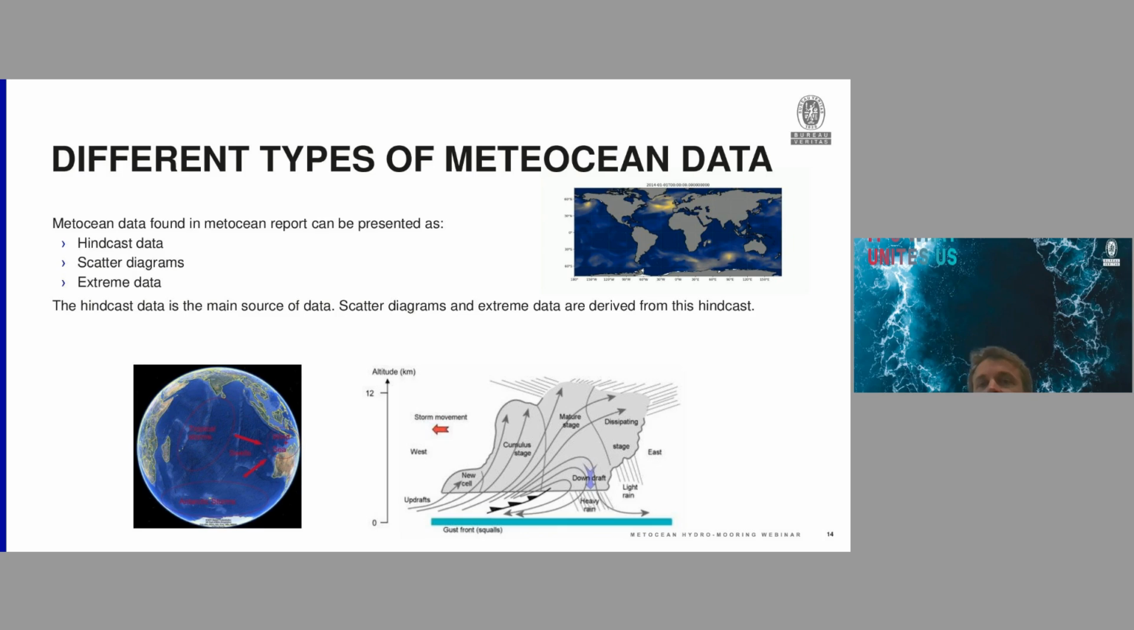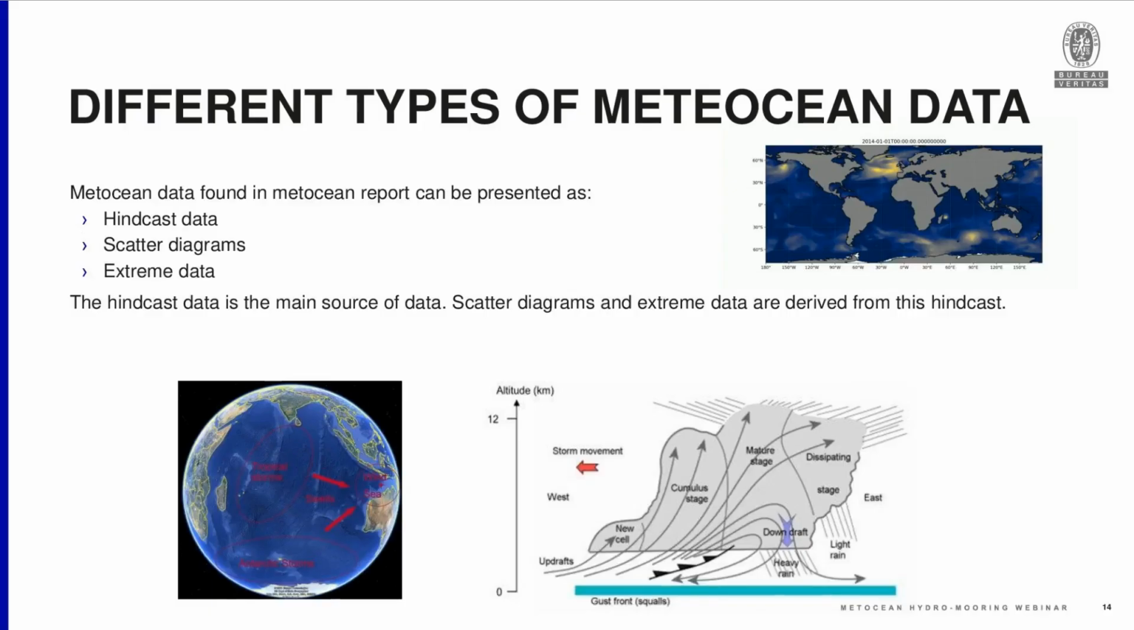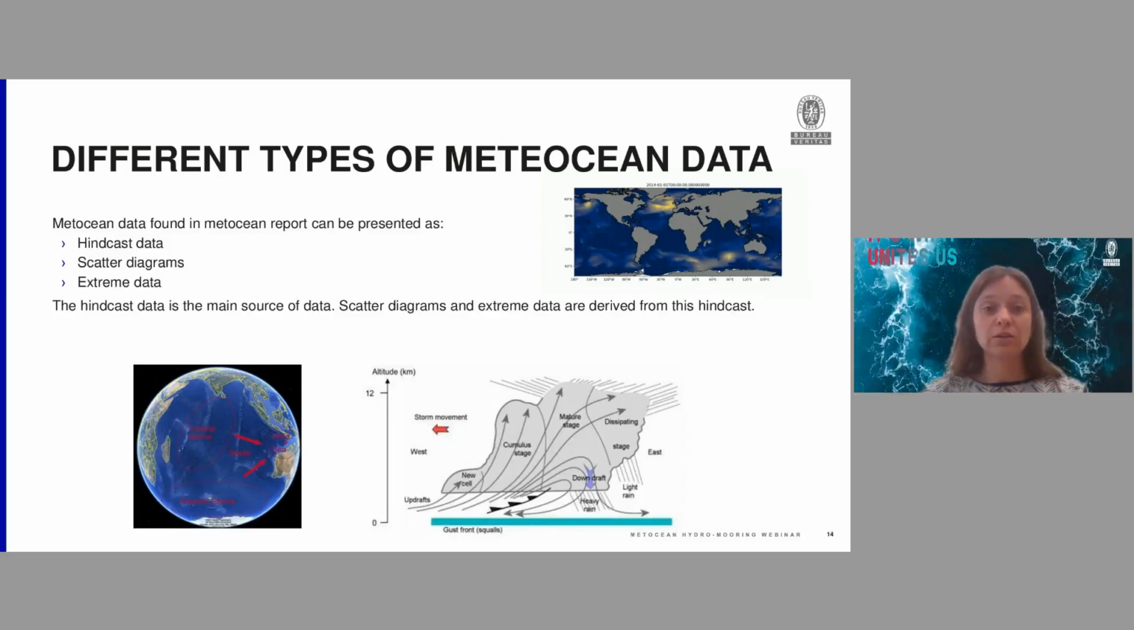Hello, everyone. I will introduce you to the different types of metocean data that you can find when you work on this kind of project. We can find 3 main types of data: hindcast data, scatter diagrams, and extreme data. The hindcast data is the main source of data, and then we can extrapolate scatter diagrams and extreme data from this hindcast data.